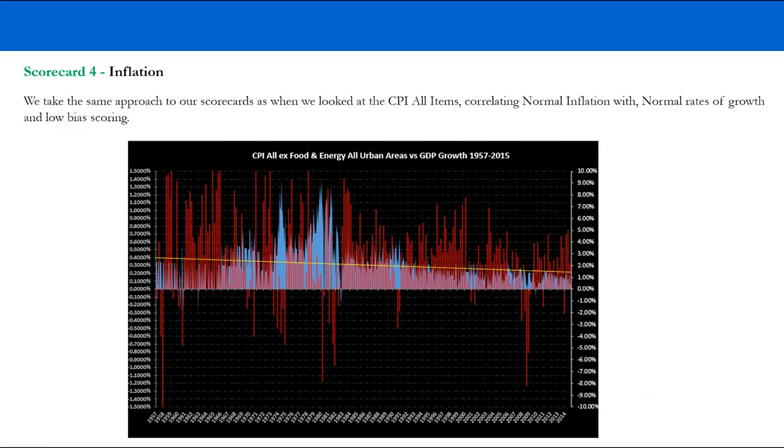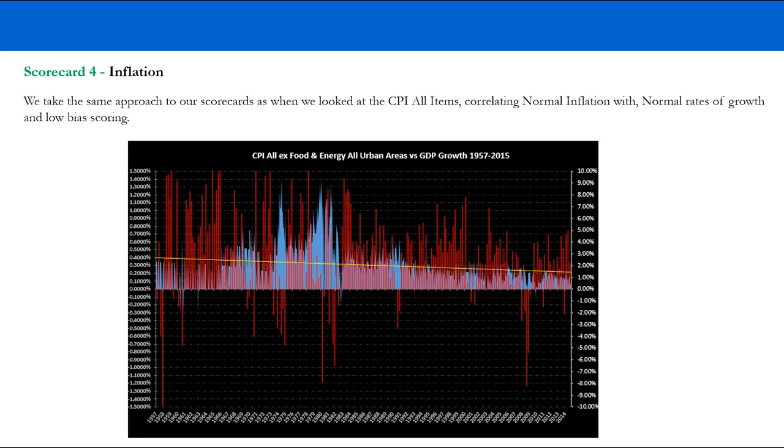Okay, so let's have a look at this pictorially again. So we're going to take the same approach as when we looked at the CPI all items including food and energy, and we're looking at correlating normal inflation with normal rates of growth. And because of this, when we discover what's normal in terms of inflation and what's normal in terms of real GDP growth, we're going to be assigning low bias scoring to normality.